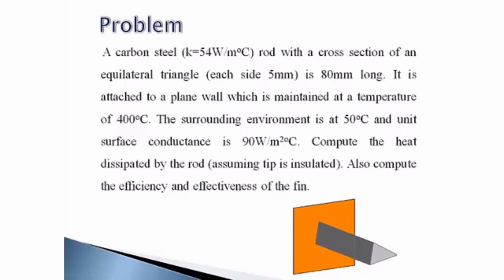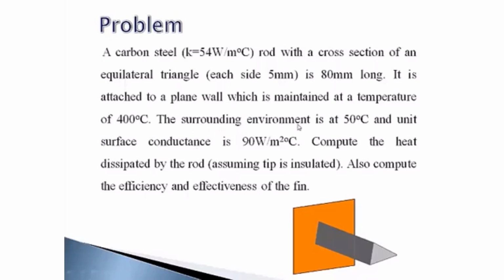A carbon steel fin with thermal conductivity 54 watts per meter degree centigrade has a cross section in the shape of an equilateral triangle with a side of 5 mm. The length is 80 mm. It is attached to a plain wall which is maintained at a temperature of 400 degrees centigrade. The wall temperature is 400 degrees centigrade.